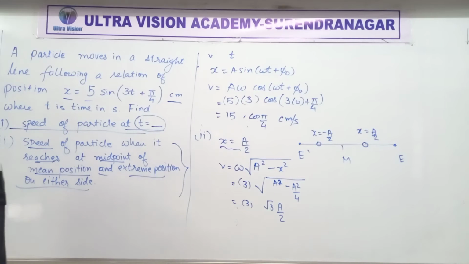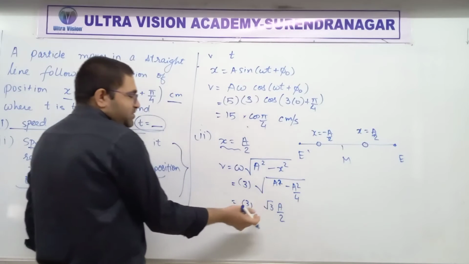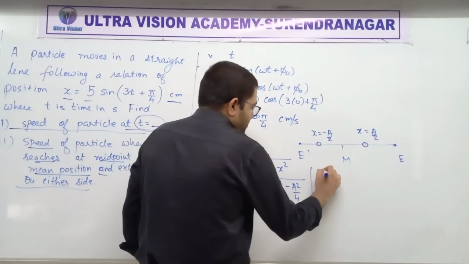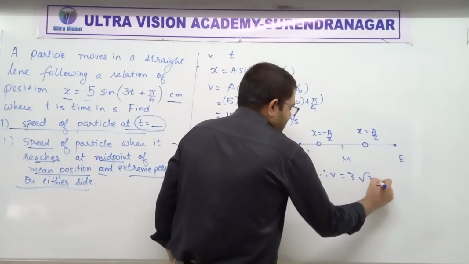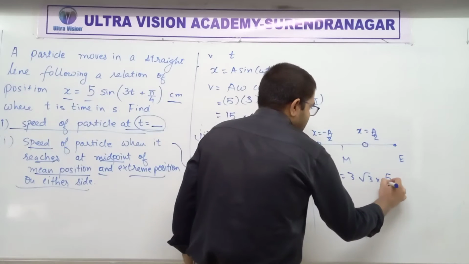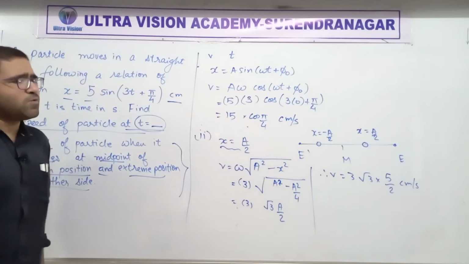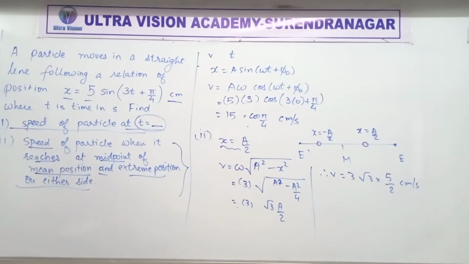Just a bit of math. LCM 4 minus 1, 3, so square root 3, and a square, square root a, 4 square root. So let's put values. Therefore, v is equal to 3 into root 3 into a by 2. A is 5. And this will be once again in centimeter per second. If you want, you can convert it to meter per second. Right, so that's what we have.